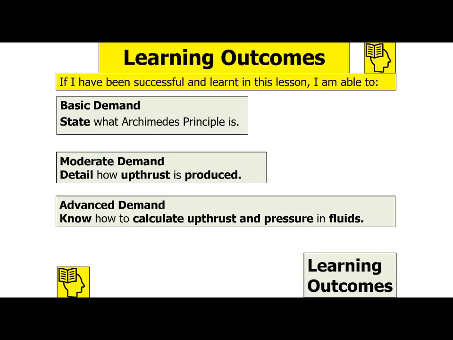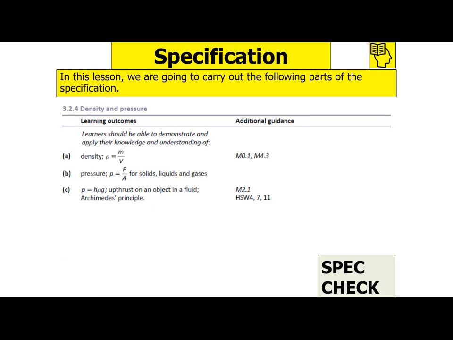If we've been successful in today's lesson, we should be able to state what Archimedes' Principle is, detail how upthrust is produced, and know how to calculate upthrust and pressure in fluids. So we're going to look at the following part of the OCR A-Level Physics specification, 3.2.4 density and pressure, and particularly at C, which is pressure is equal to h rho g, the upthrust on an object in the fluid, and Archimedes' Principle.